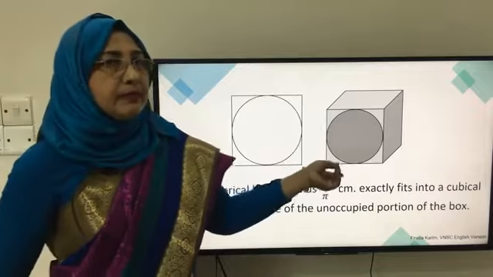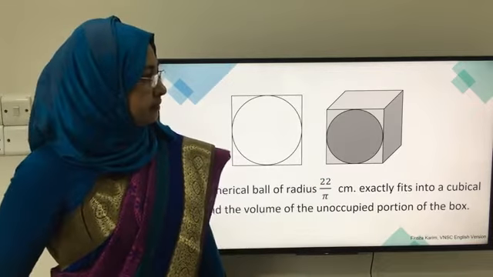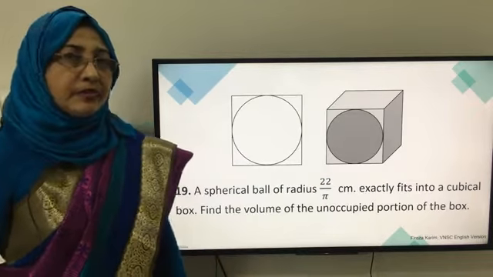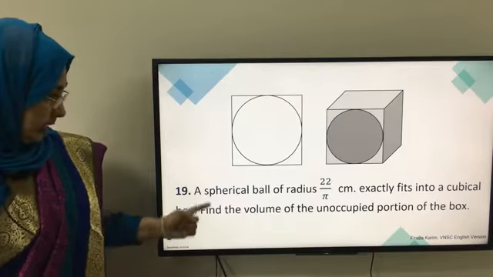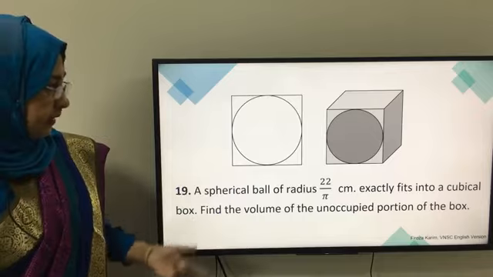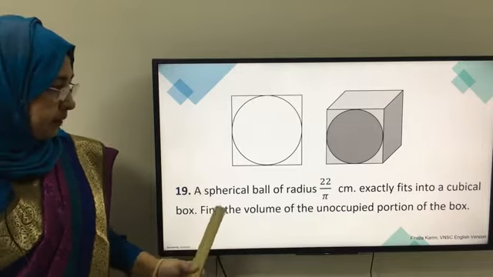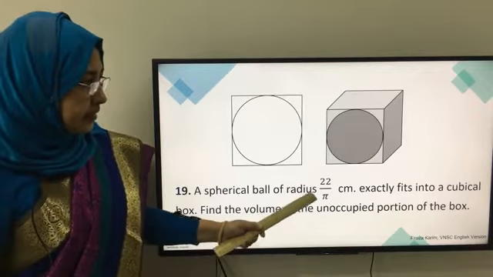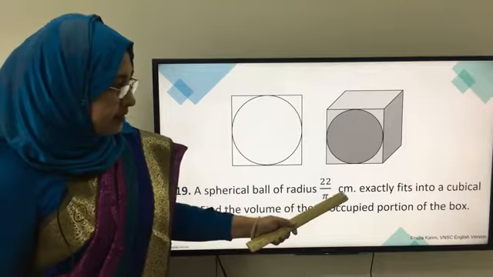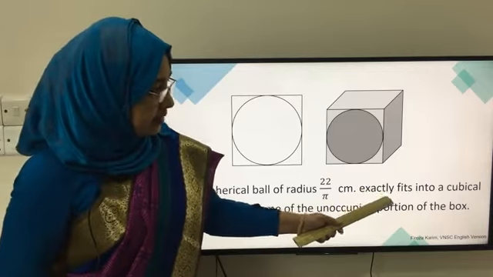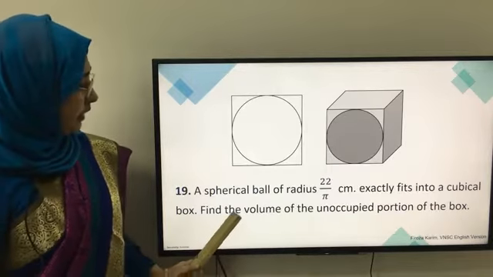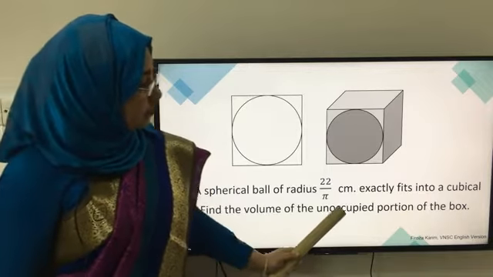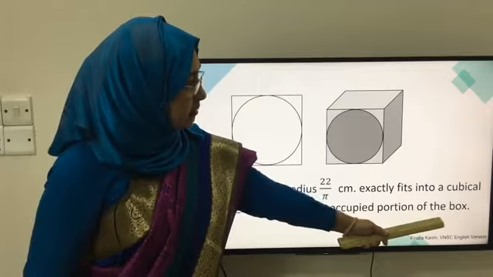Here girls, look at the figure. Do you have any idea about this solid? Let me read the question, it will be clear to you. A spherical ball of radius 22 by pi centimeter exactly fits into a cubical box. Find the volume of the unoccupied portion of the box.